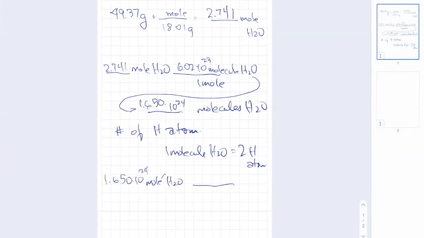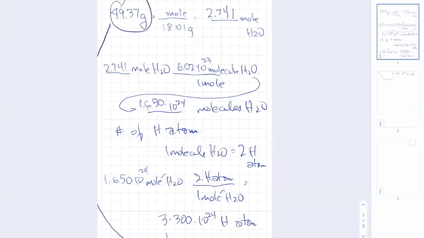You can say that for every 1 molecule, my abbreviation for molecules, MOLC, water, you got 2 hydrogen atoms. And if I do that, then it's just taking my answer, multiplying it by 2. And that's how many, 3.300 times 10 to the 24 hydrogen atoms that I originally have in this 49.37 grams of water that I weighed out. Okay, so that's the calculation that you guys do in this.